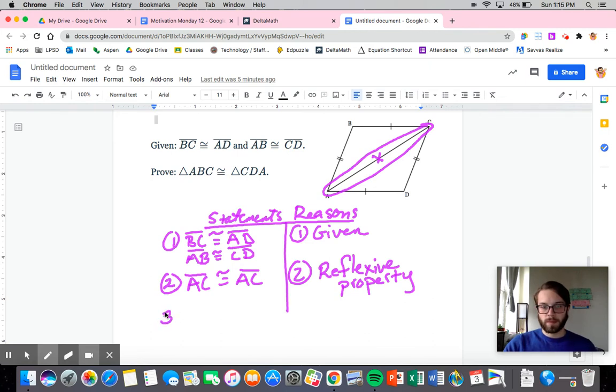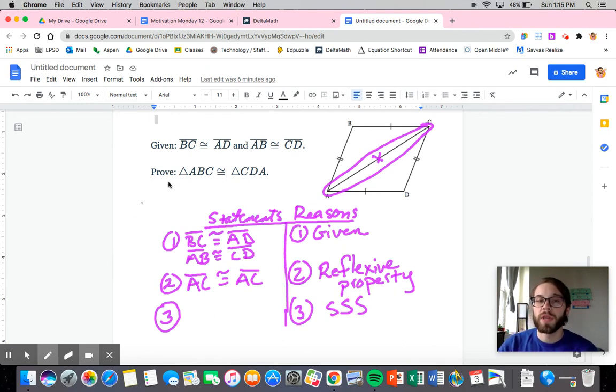Now, I have this first set of sides, the one with the one lines. I have this other set of sides, the ones with the two lines, and then the side that is shared is obviously our third side. So we have three sides. Because we have three sides, or three pairs of sides, I should say, we can use side, side, side congruence to prove that these triangles are congruent.